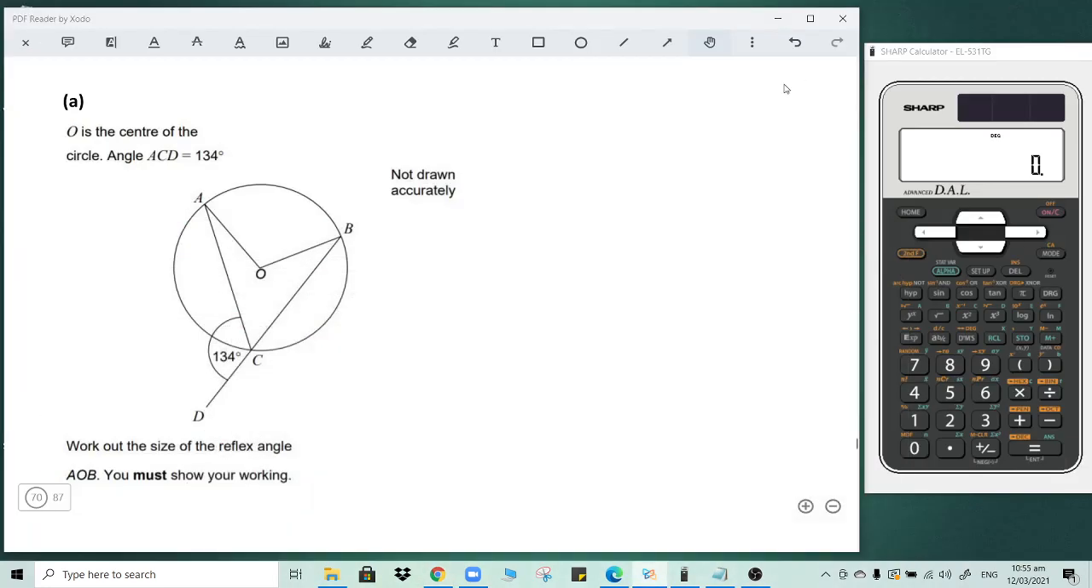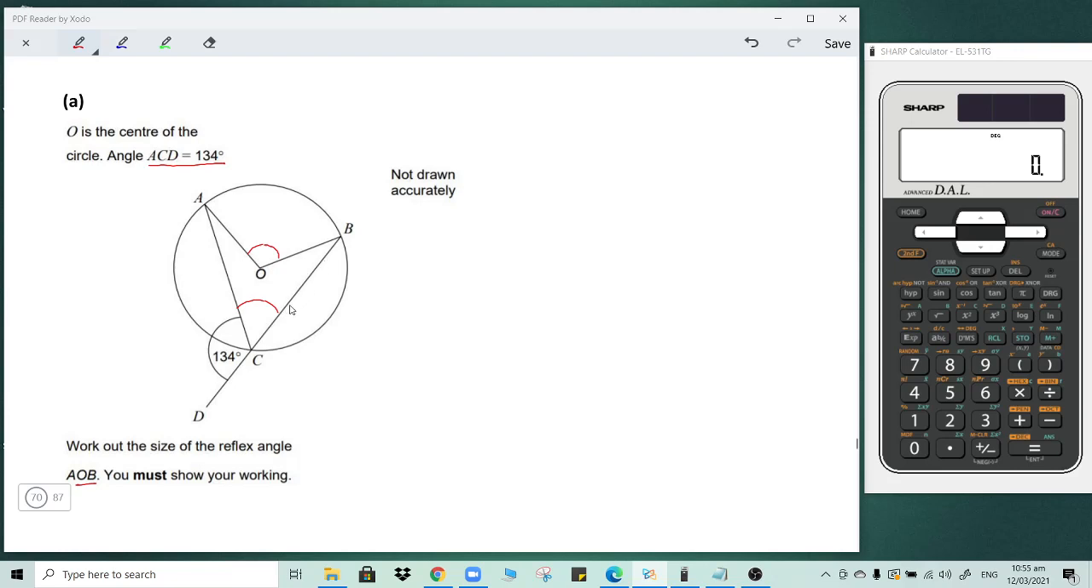So moving ahead, on the assumption that you watched the video, in part A, they want you to find the angle ACD. You were given that the angle ACD is 134. So now they want you to find the angle AOB. AOB. That's this guy here. To find that angle, here's what I suggest we do. We find this angle first.